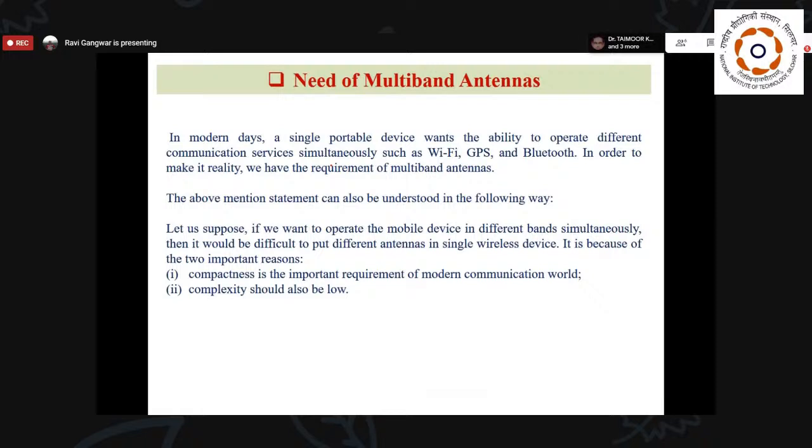So that means if you put different antennas for different applications, for Wi-Fi, for GPS, for Bluetooth, that means you require a minimum of 3 different antennas. So incorporating 3 different antennas into your single device means the size of your device is going to increase, but our requirement is compactness. So we have to design an antenna that is going to support all these 3 services simultaneously.